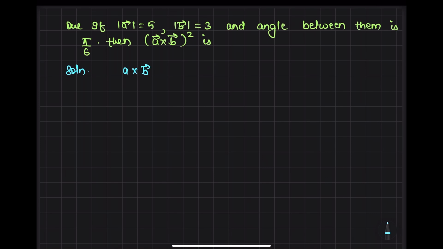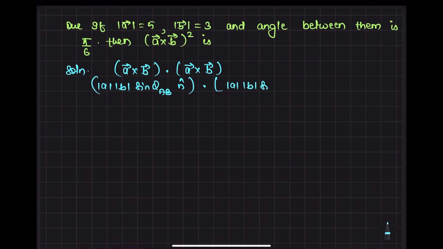So, A cross B dot A cross B. Okay. Now think about A cross B. How will we manipulate A cross B? We will be writing mod A, mod B, sine theta AB and n cap. Correct? Dot, the same thing: mod A, mod B, sine theta AB n cap.